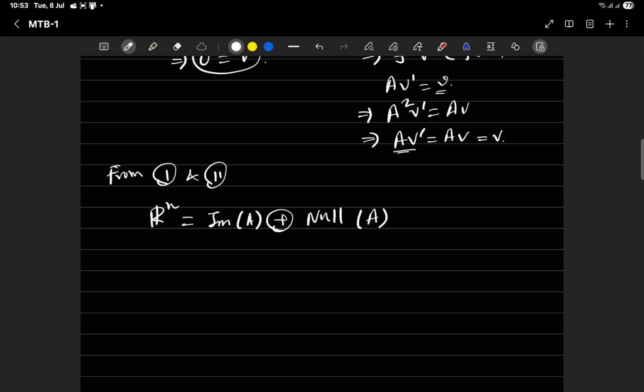So basically, taking the basis of image of A and null space of A, then we combine their bases, they will be linearly independent because their intersection is only 0, and hence they form a basis of Rn, and hence using their basis we can write any vector. So that is the main thing of the direct sum. Okay, so that is what it is.